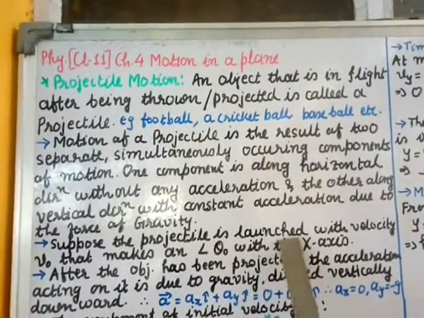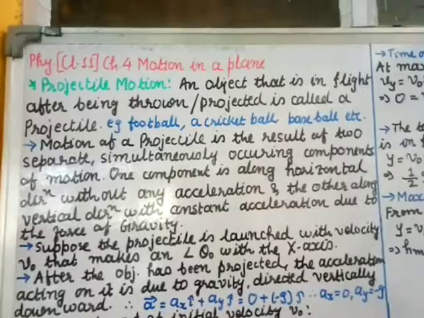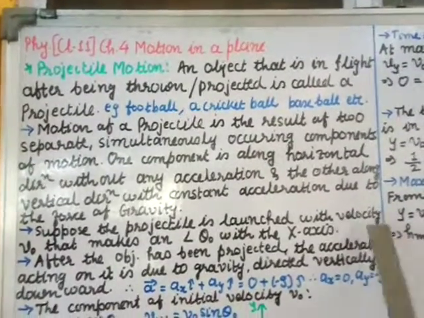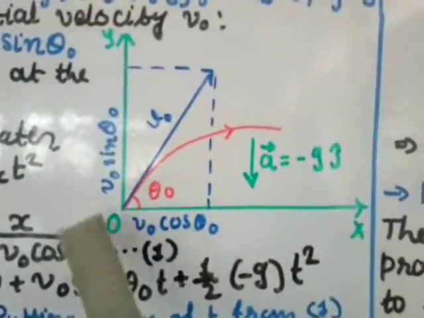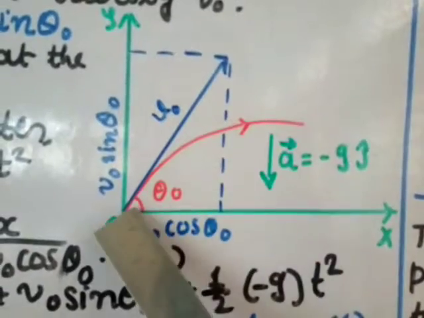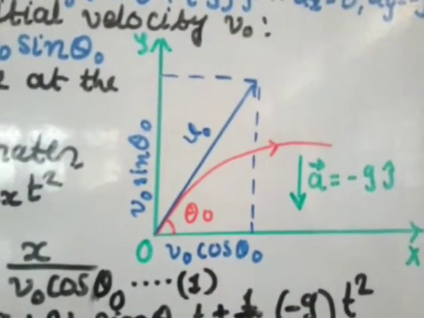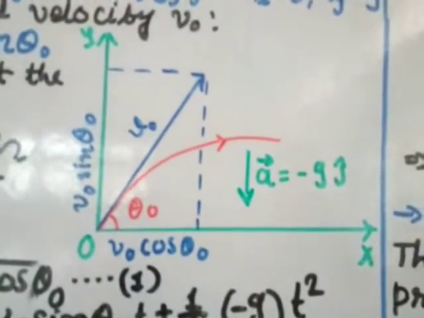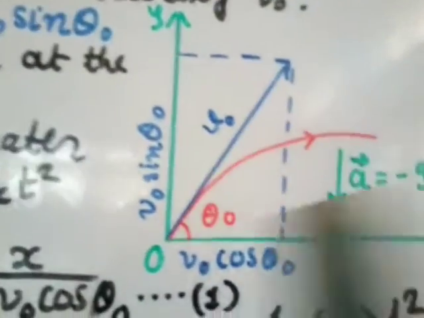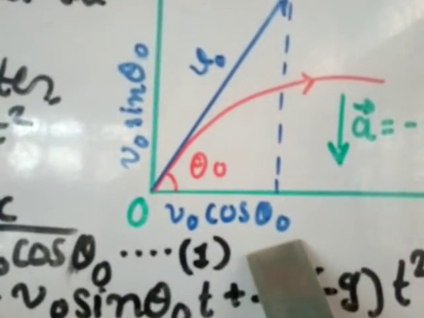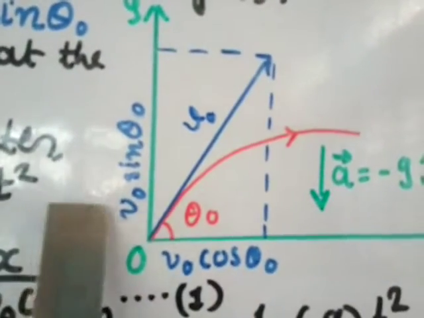Suppose the projectile is launched with velocity v0 that makes an angle theta naught with the x-axis. Now suppose you are throwing an object with initial velocity v0 and it is making an angle theta naught with the x-axis. This is the x-axis, y-axis, and you are projecting an object. It is making an angle theta naught with the x-axis and this is the initial velocity. Now if we resolve this velocity into its component form, then from the head of the vector you draw a perpendicular on the x-axis. Then this will give you the x component v0 cos theta naught, and on the y-axis if you draw the perpendicular then you get the y component v0 sin theta naught.